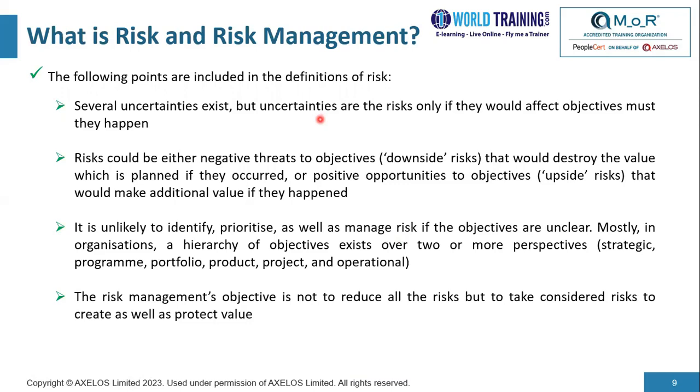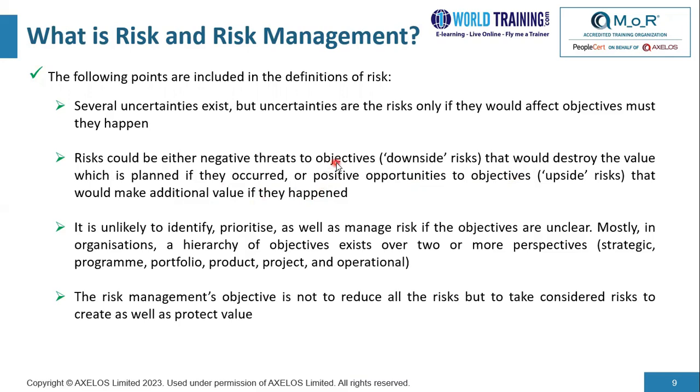When we think about risks or uncertainties, we're talking about uncertainties within the area of our focus. Let's say, for example, if we are working on a project, we are looking at the uncertainties that would impact the project objectives. Any other uncertainty that goes outside the scope of a project would not be of relevance to that particular investment or initiative. Now, risk could be either negative threats to objectives, as we looked at earlier. It could be a downside risk that would destroy the value which is planned if they occurred, or it could be a positive opportunity to objectives that would make additional value if they happen.